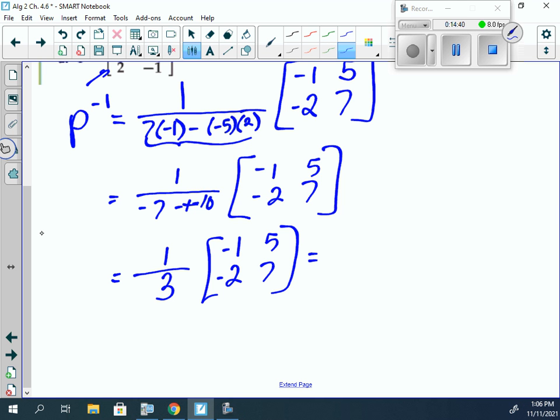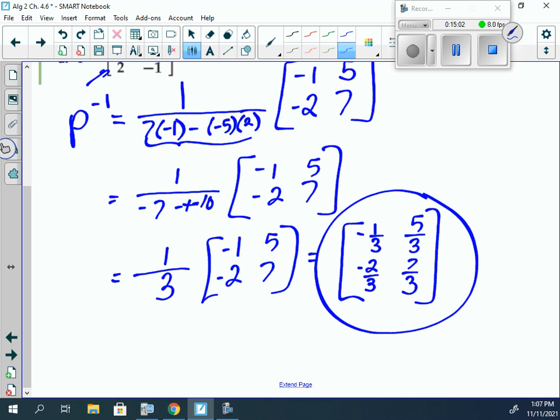Now we just need to multiply each term in the matrix by 1/3 and we're done. So negative 1 times 1/3 is negative 1/3. 5/3. Negative 2 times 1/3 is negative 2/3, and 7 times 1/3 is 7/3. And that's it. That's all we have to do for this here. A little bit easier than you thought this was going to be.